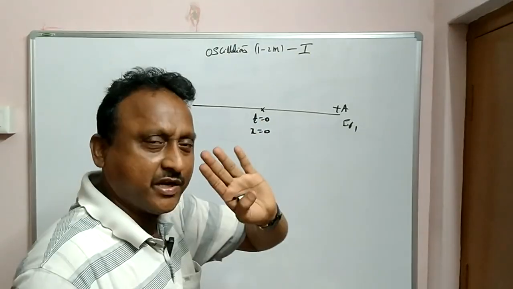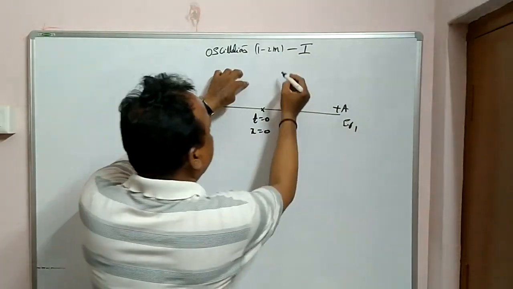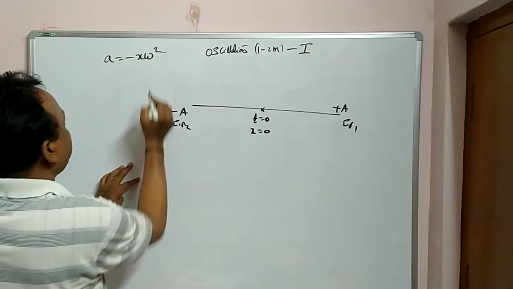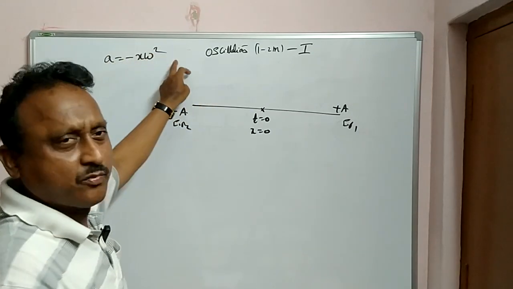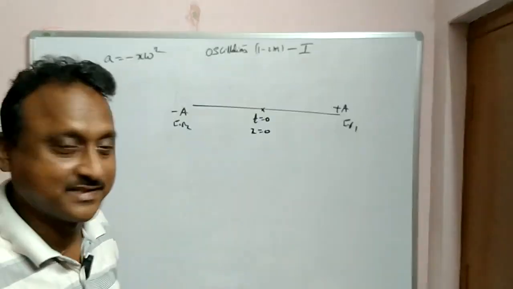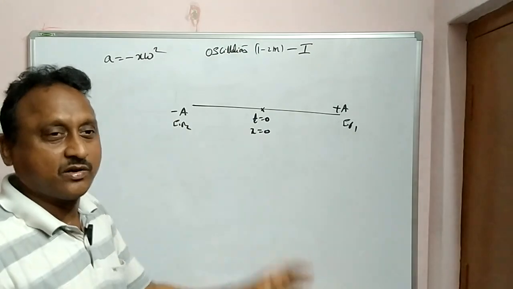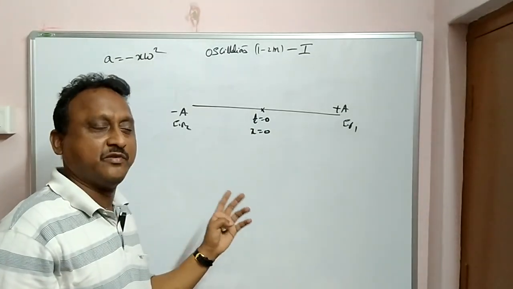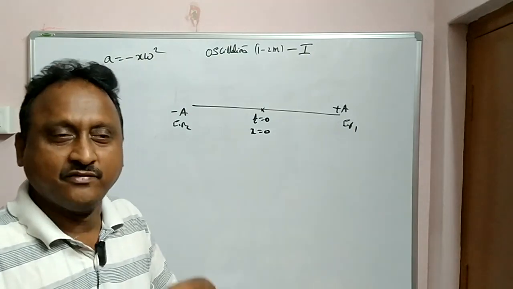Now here one point you have to make a note of. Acceleration is already given as minus x omega square in x direction, or minus y omega square in y direction, or minus z omega square in z direction. Now where will velocity be more, where will acceleration be 0? Where will you have acceleration 0 and where is v maximum?